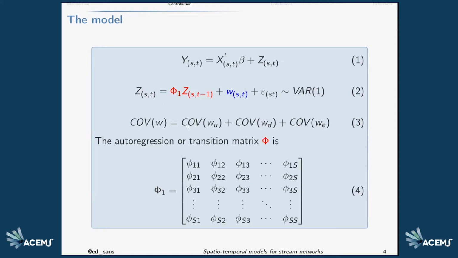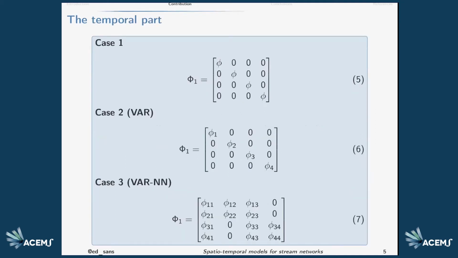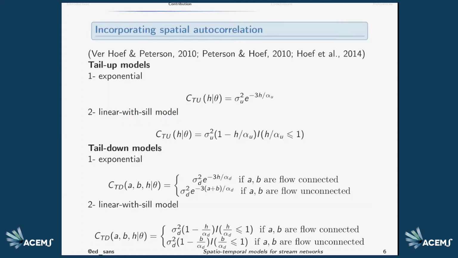One of the complications with this model is the number of parameters when we have a lot of spatial locations. So we tried a lot of variations of that transition matrix, from a very simple one, like in case 1, to a more complex one in case 3, in which we borrow across time from the nearest neighbors. Now that we have incorporated temporal dependence, we incorporate spatial dependence using so-called tail-up and tail-down covariance structures, which depend on flow connectivity and stream distance.